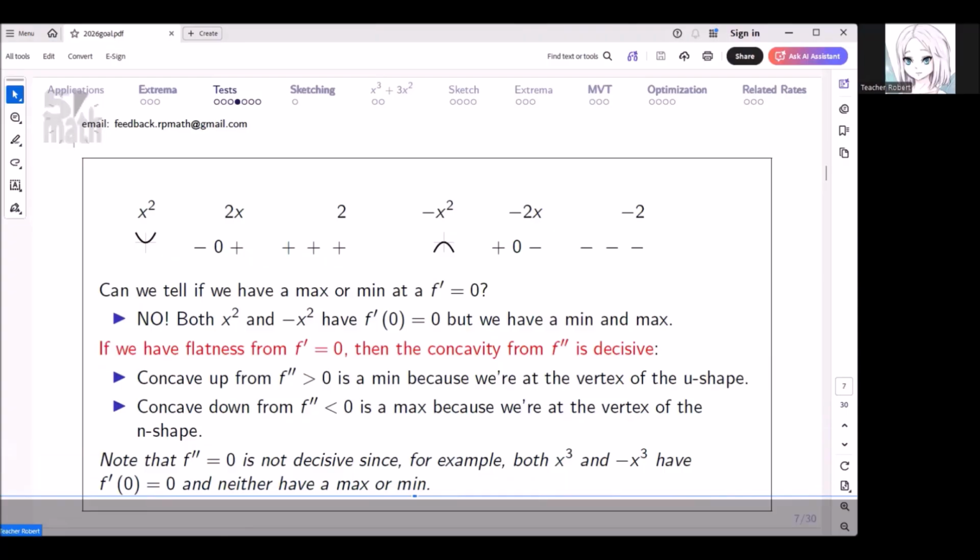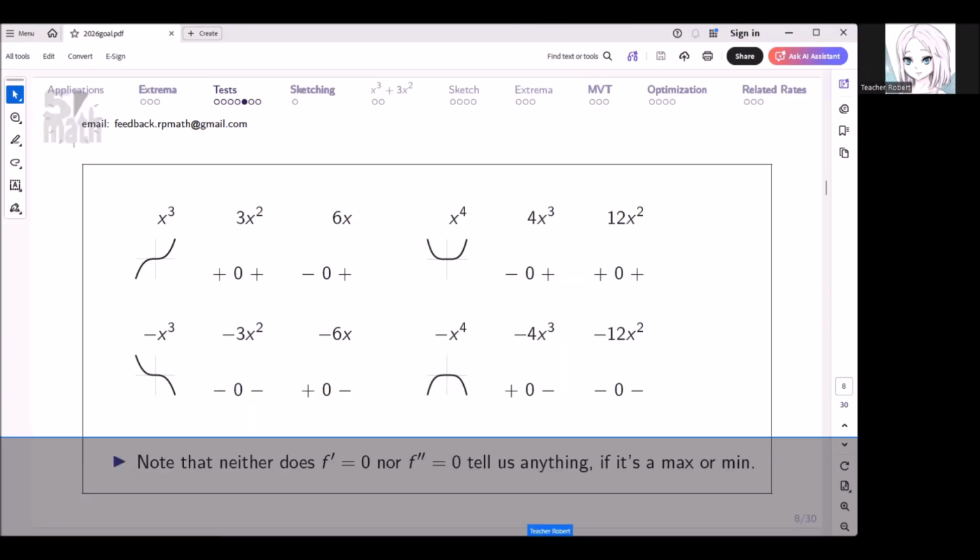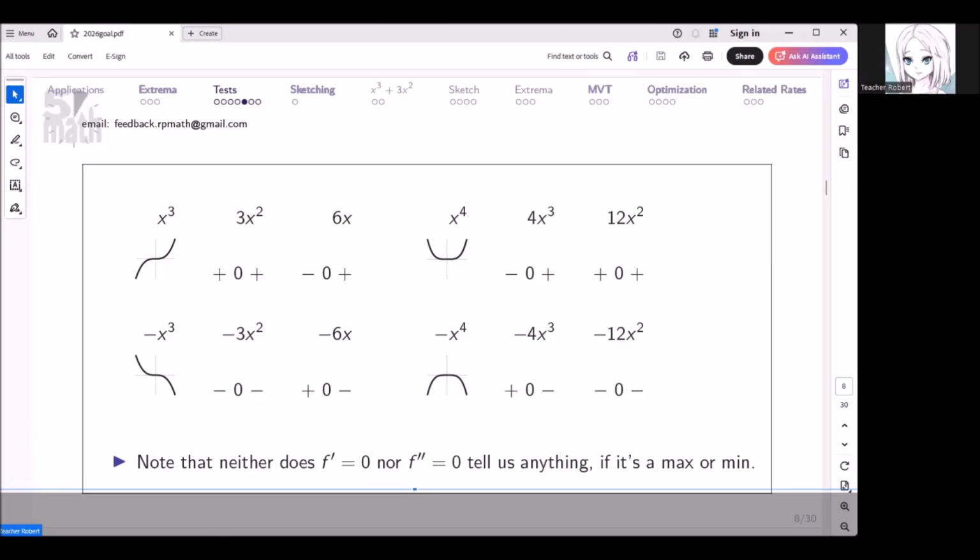Note that f double prime equals 0 is not decisive since, for example, both x cubed and minus x cubed have f prime of 0 equals 0, and neither have a max or min. Here are some examples. Note that neither f prime equals 0 nor f double prime equals 0 tells us anything about whether it's a max or min.